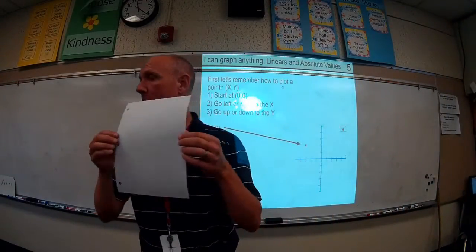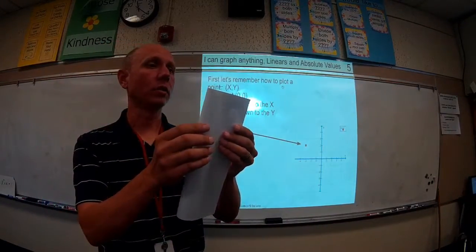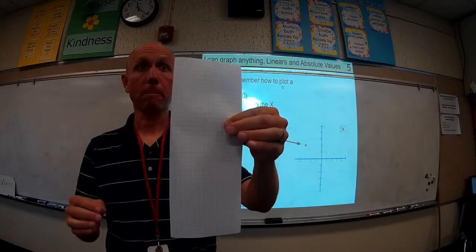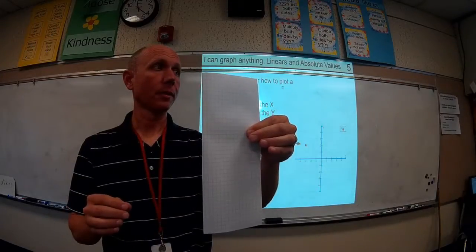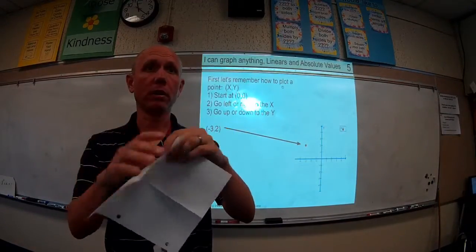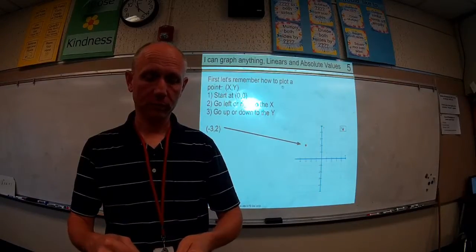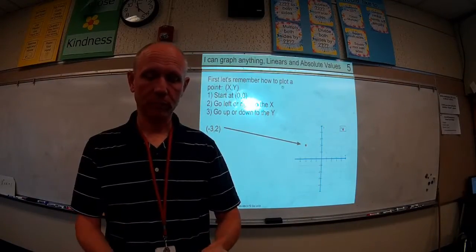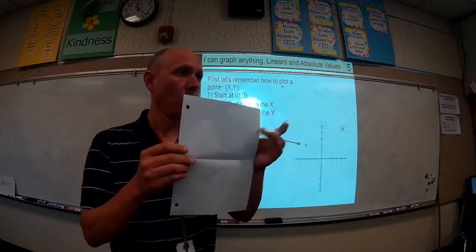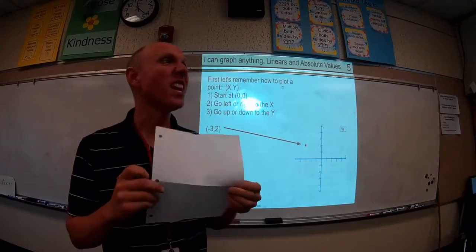Take your piece of graph paper, hold it up like this. Fold it in half. Hot dog. Open it up. Fold it in half. Hamburger. You now have 4 boxes. 1, 2, 3, 4. But watch this, there's more. If you flip it over, you have another 4 boxes. You have 8 boxes.